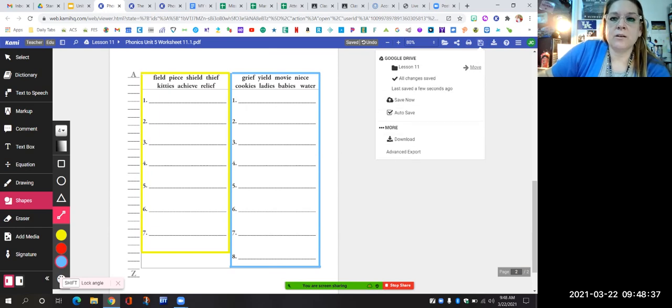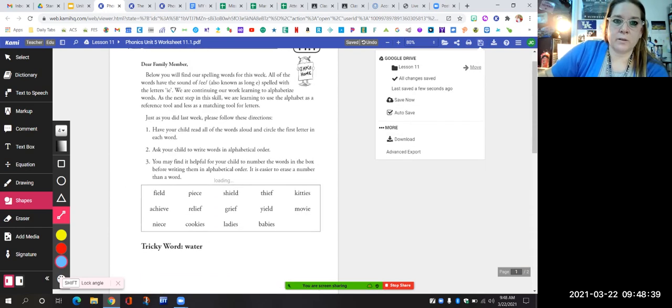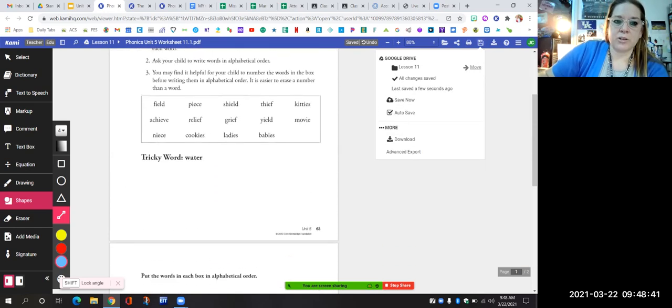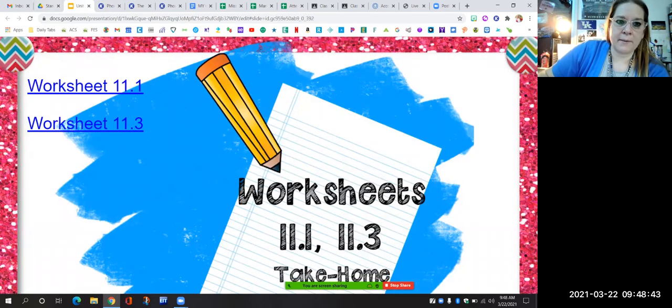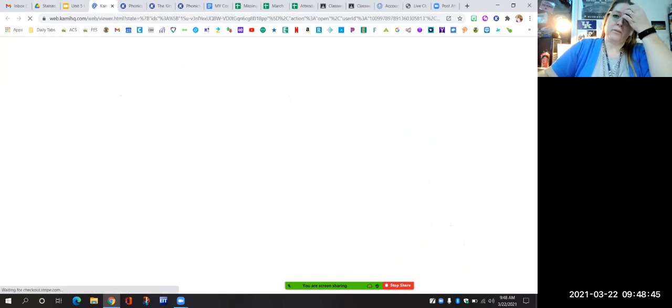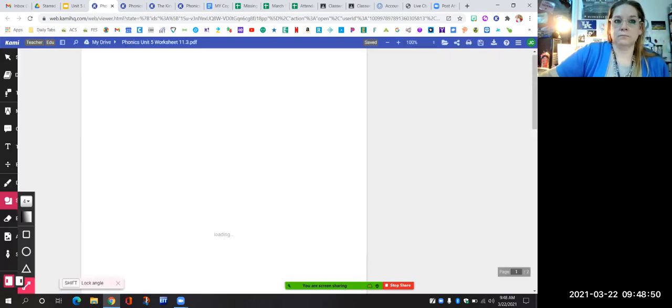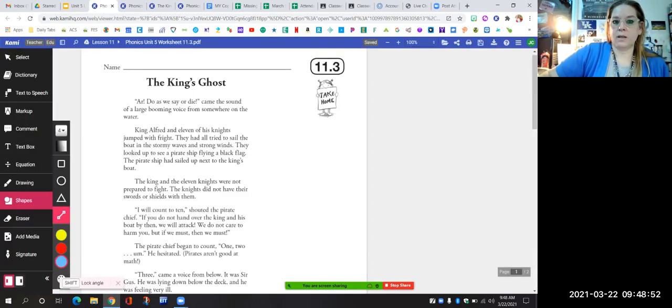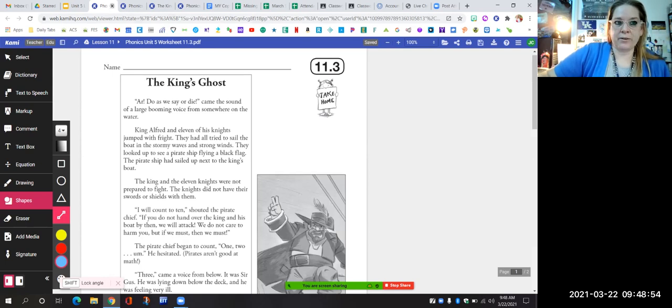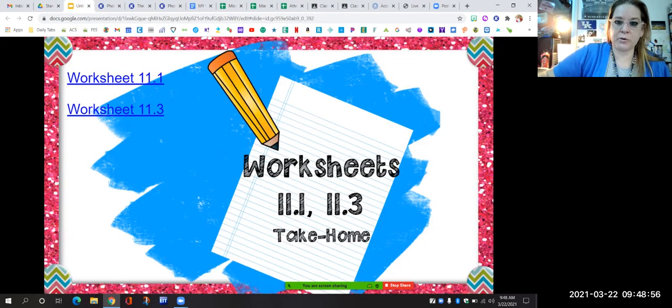So this is part of your work for today. So don't just look at this page. Make sure you look at the second page also, okay? And then 11.3 is just the story, but I've already given you a color copy of the story.